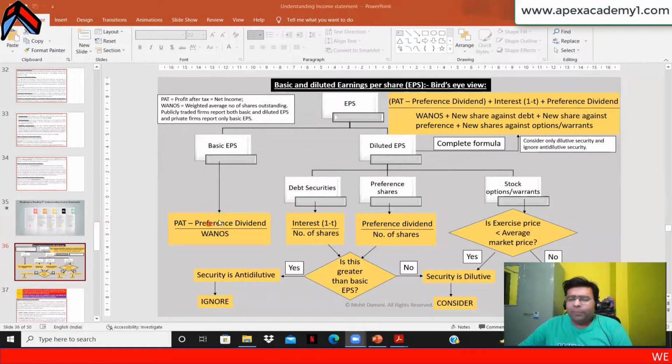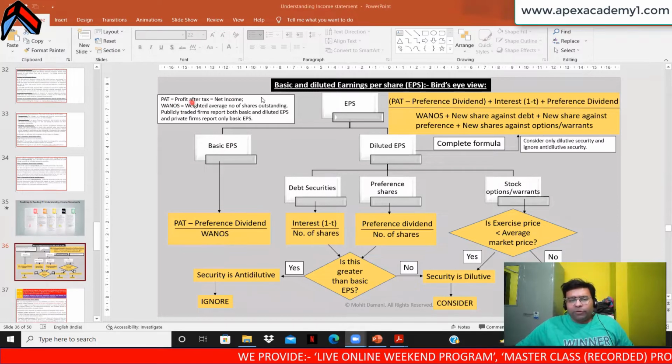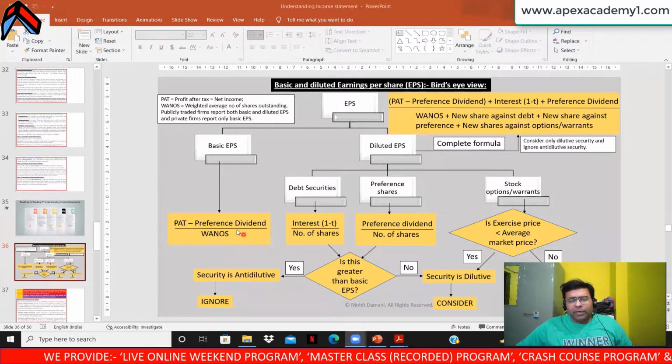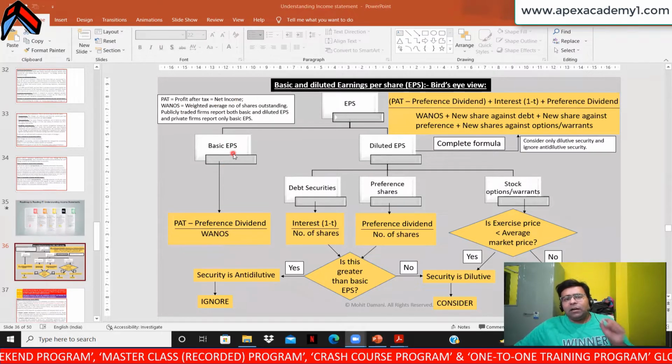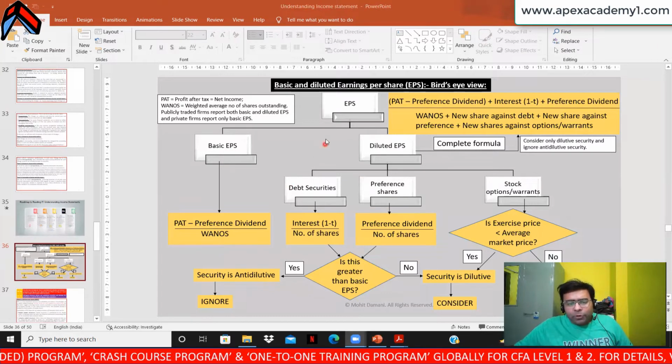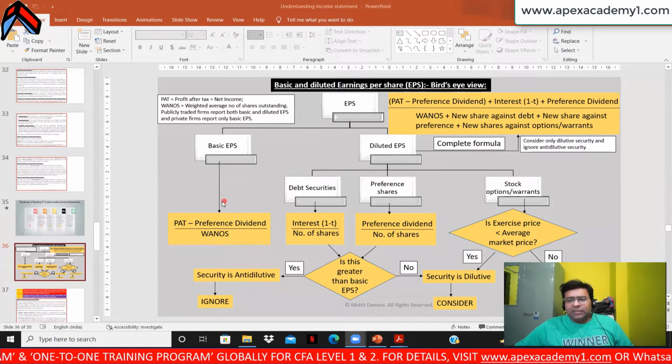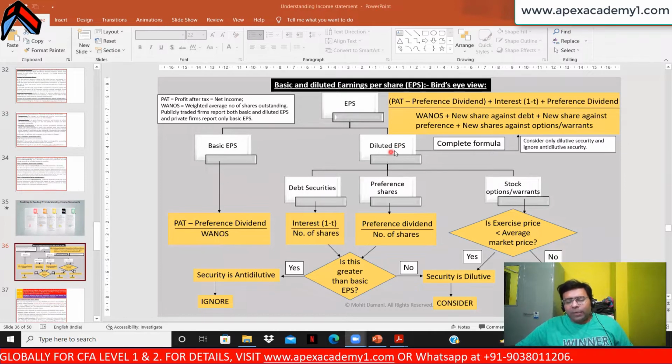Okay. Basic EPS is simple: PAT minus preference dividend divided by WASO. WASO means weighted average number of shares outstanding. PAT is profit after tax, which is net income. So automatically you get profit up. EPS is earnings per share. Okay. So you get that. Now basic EPS is easy to calculate. Diluted EPS is a complicated chapter.